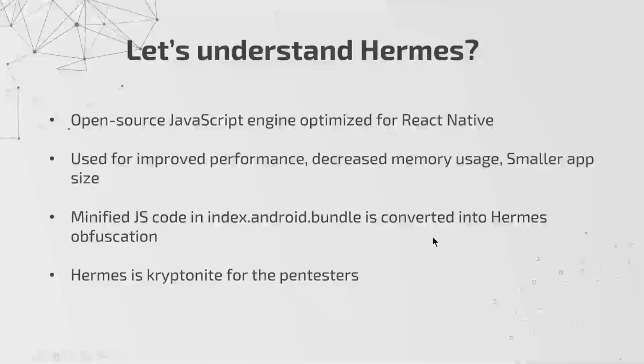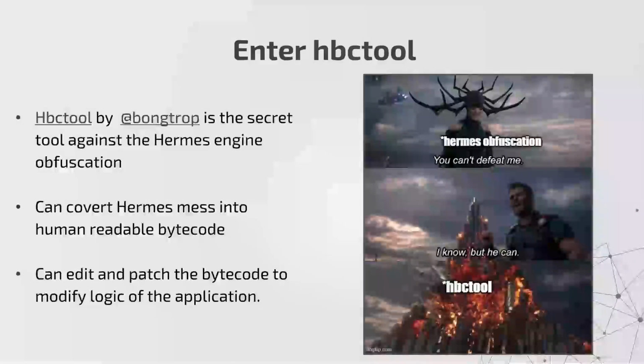So you can say Hermes is kryptonite for the pen tester. It's a very painful thing to pen test with Hermes obfuscation, but there is a way to convert that mess into human readable format. There has been a tool developed by this amazing guy, you can find him on Twitter, called HBC tool. It's a tool against the Hermes obfuscation, which lets us convert the Hermes mess into human readable bytecode.